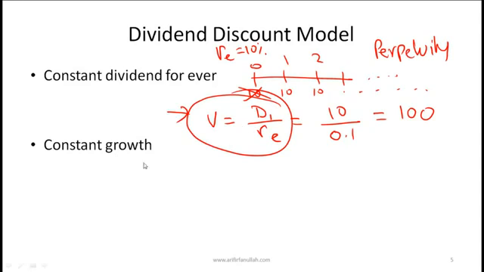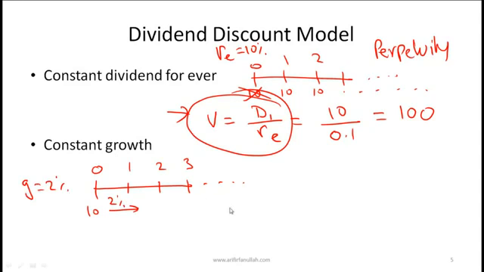Next, let's talk about constant growth. Now let's say that the dividend at time 0 is 10, and this dividend is growing at 2%. So 10 growing at 2%, so our growth rate is equal to 2%. The formula for this situation is as follows. The value, or the present value of future cash flows, is equal to D1 over R minus G.